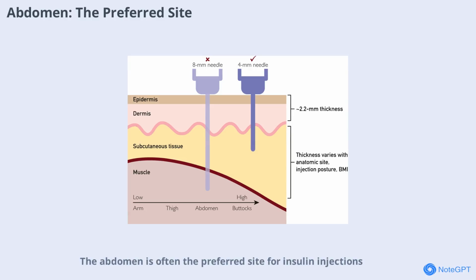The abdomen is often the preferred site for insulin injections. The area between the lower ribs and the pubic region, avoiding a 2 cm radius around the navel, provides the most consistent and rapid absorption. This makes it ideal for rapid-acting and short-acting insulins, especially those taken at mealtimes. Patients should rotate injections within this area to prevent tissue changes and maintain effective absorption.